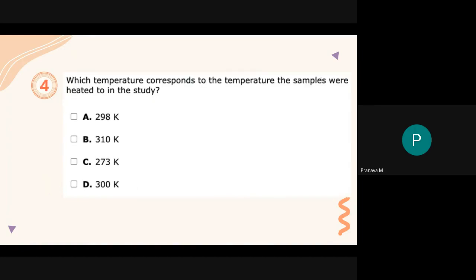Okay, and then this is asking which temperature corresponds to the temperature the samples were heated in the study. The temperature that we were given in the passage is 37 degrees Celsius. So they're just asking you to convert from Celsius to Kelvin. The formula is Kelvin equals degrees Celsius plus 273, so 37 plus 273, you get 310.